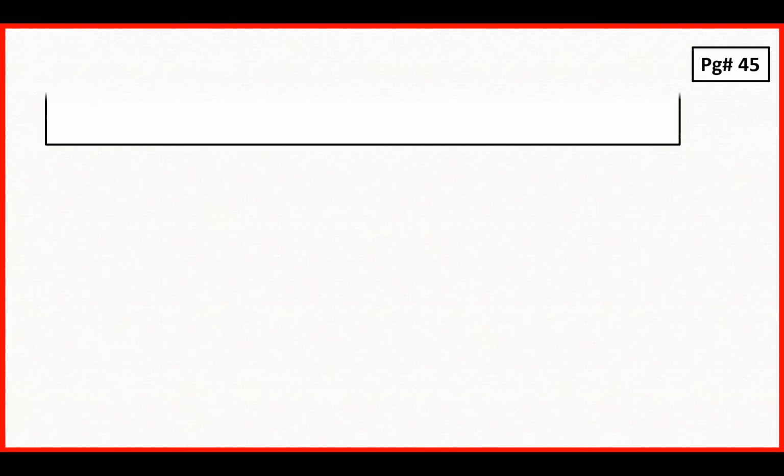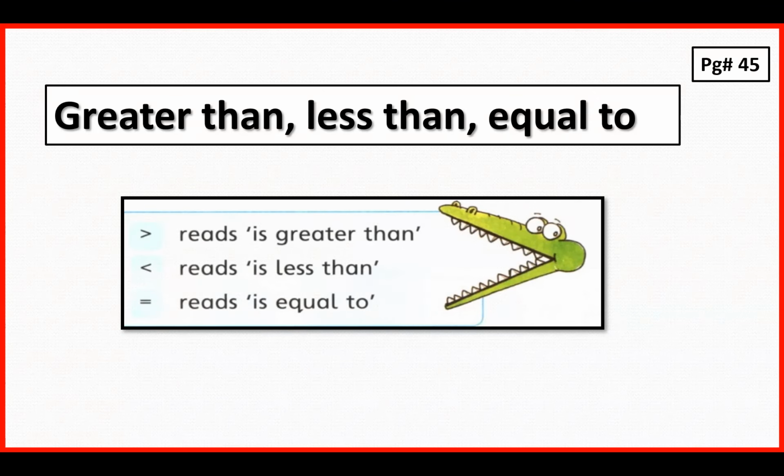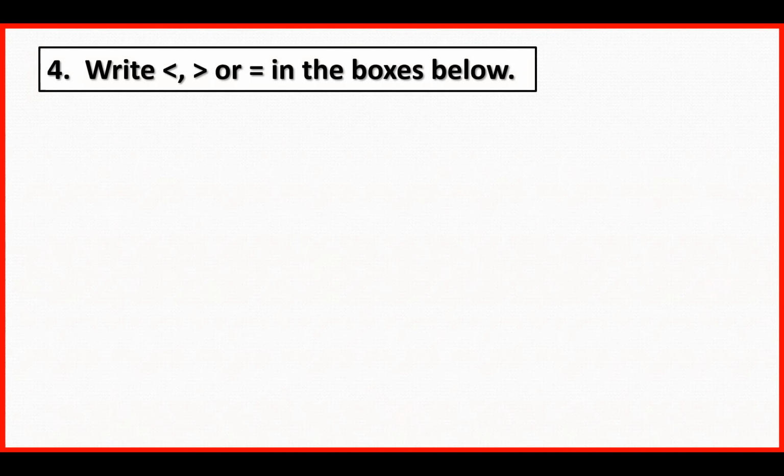Now I'm going to do page number 45, greater than, less than, equal to. Look at this. This sign reads is greater than, this reads is less than, and this reads is equal to. Now let's do question number 4 of page number 45. Write less than or greater than or equals to in the boxes.